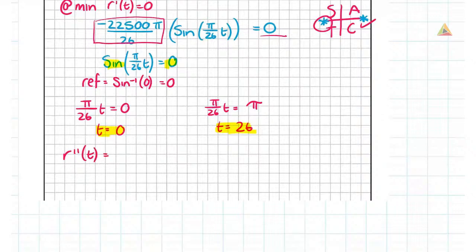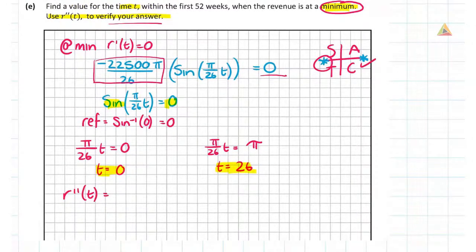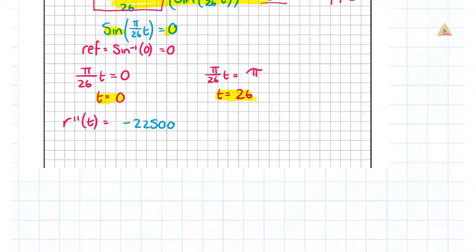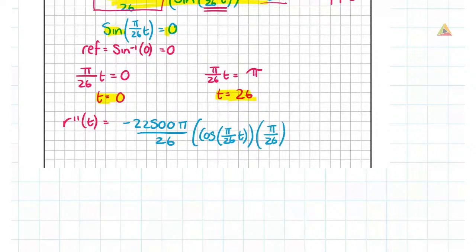So our r double dash t, or our second derivative. Remember, what are we differentiating? Well, we're differentiating the first derivative, which was this up here. So again, when I differentiate that constant out the front, that's going to stay as it is, minus 22,500 pi over 26. When I differentiate sine, sine is going to change back to cos. Angle never changes, so that stays as pi over 26t. But remember, we have to differentiate the angle, just like we did in the first derivative in part C, and that's going to be pi over 26 again.